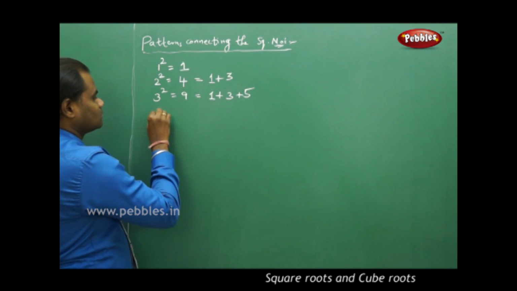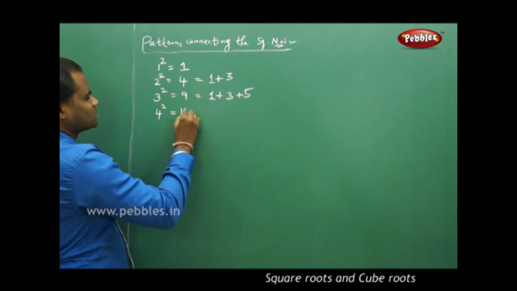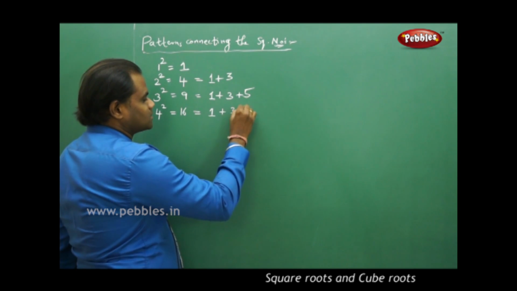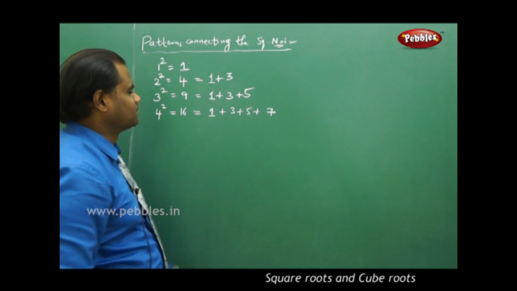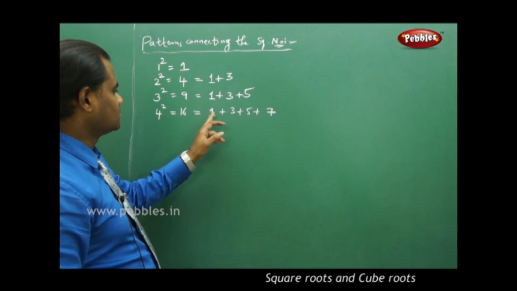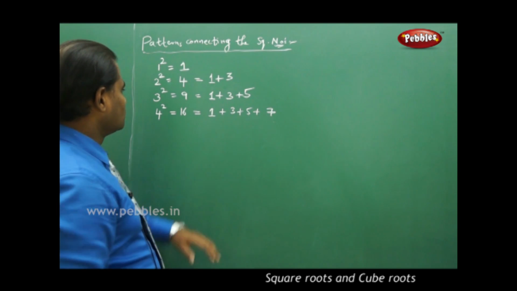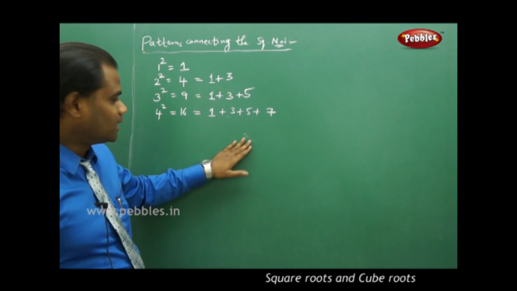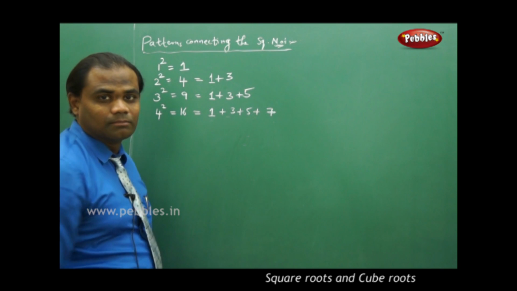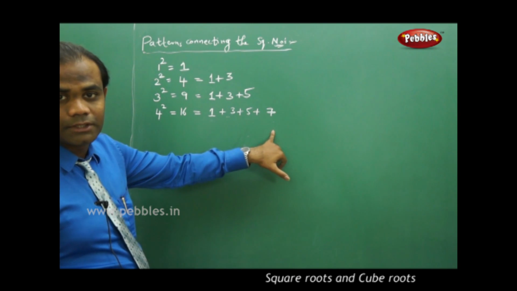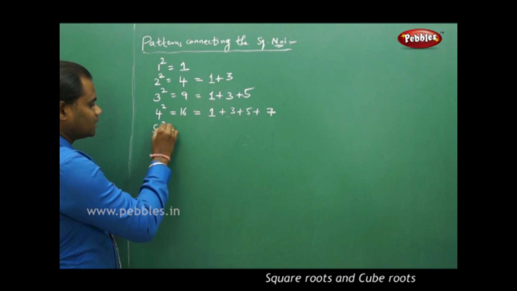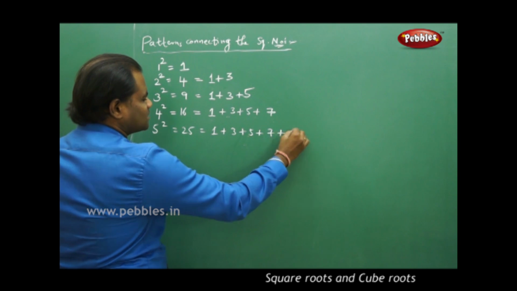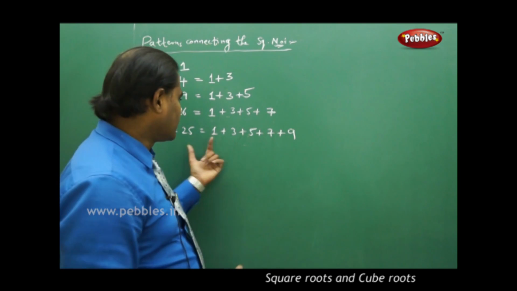So coming to this, my next square number is 16, which I can split as 1 plus 3 plus 5 plus 7. So I can find a pattern on the right hand side. As I proceed downwards, I identify that it is the sum of all the odd numbers, for the square of each number. So my 5 square would be 25, which is nothing but 1 plus 3 plus 5 plus 7 plus 9, as can be verified when added.